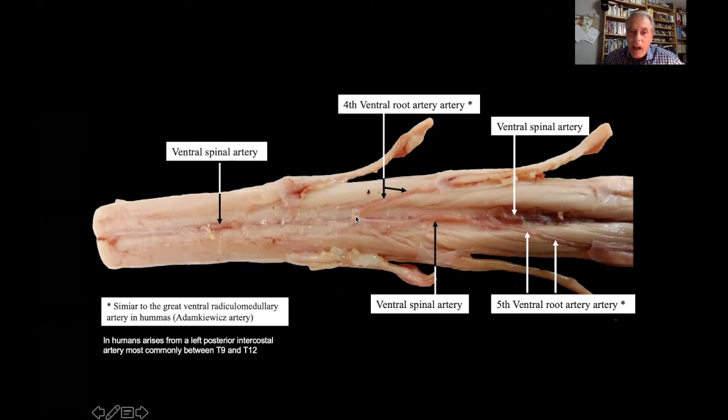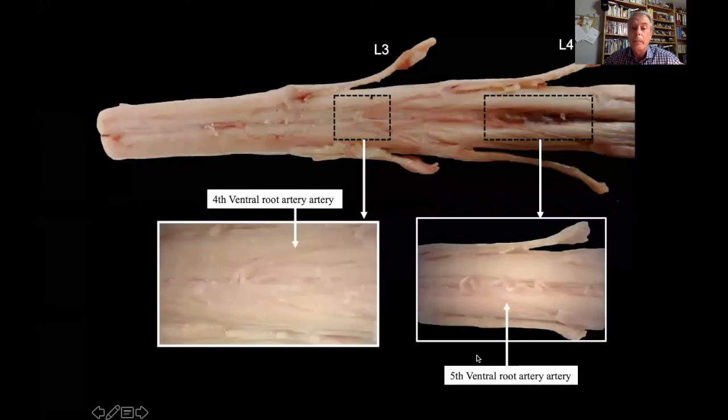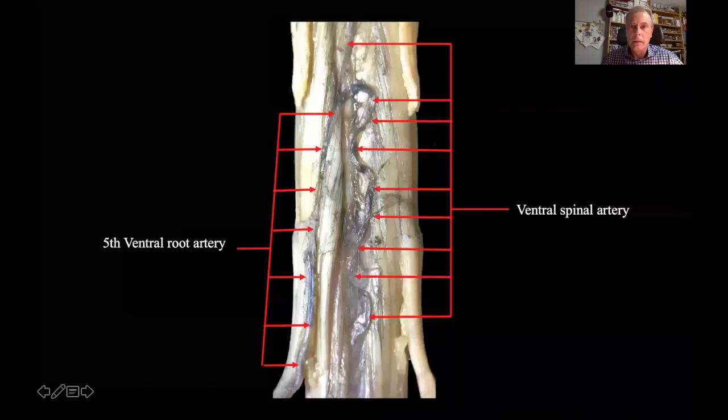And the big ones are on the left side, depending on the dog, but usually the fourth ventral root artery and the fifth ventral root artery. These are the biggest ones. And in human anatomy, they are called the Adamkiewicz artery. In particular, this one, the fifth ventral root artery. And again, you see these arteries marked here, the fifth and the fourth.